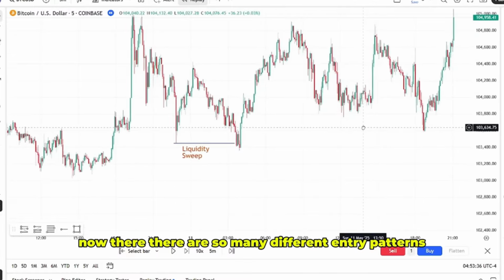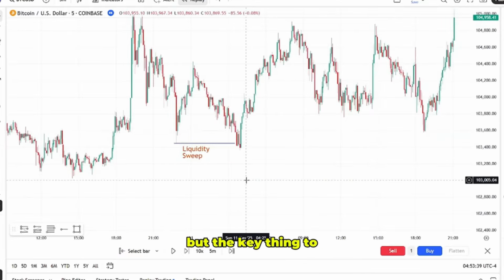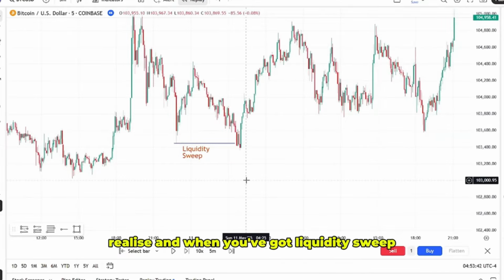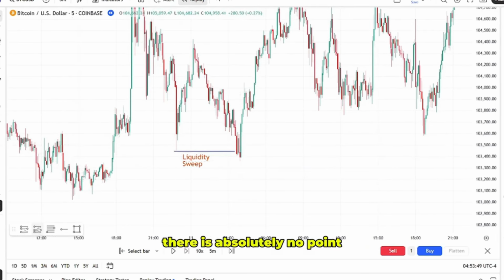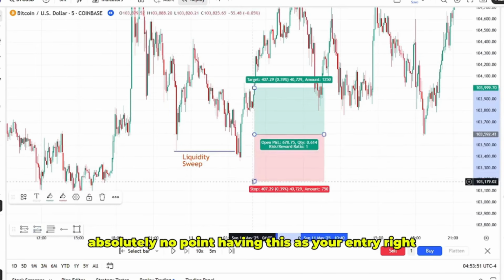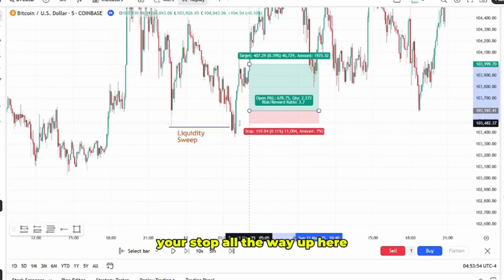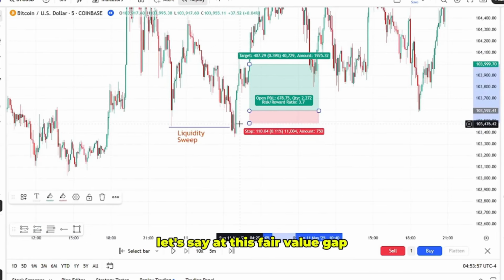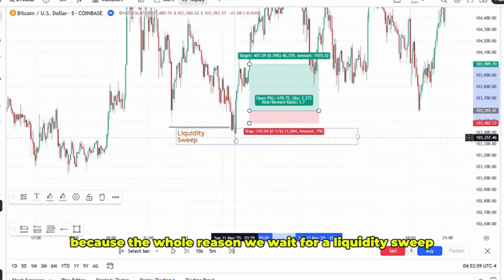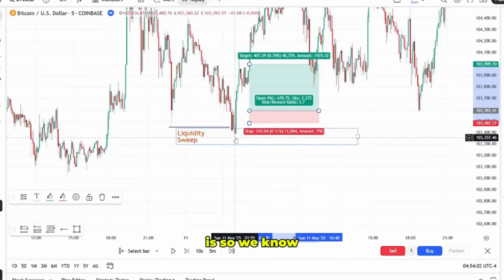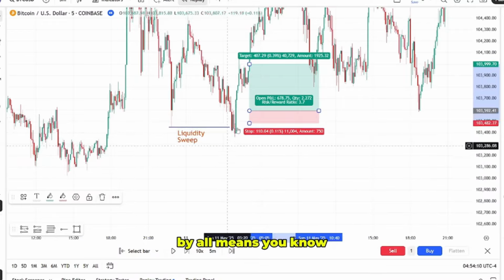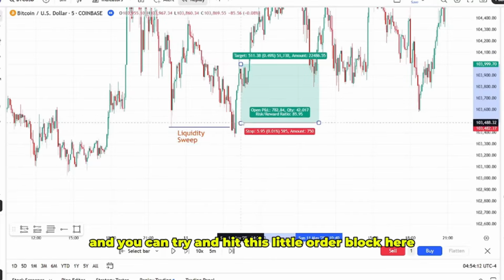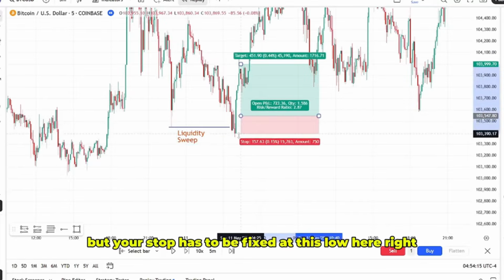Now, there are so many different entry patterns I can give you once we've got our sweep. But the key thing to realize, when you've got a liquidity sweep, is that your stop loss has to be at this low here. Let's just imagine this was an entry. There is absolutely no point having this as your entry, with your stop all the way up here, let's say at this fair value gap. There's absolutely no point in doing that, because the whole reason we wait for a liquidity sweep is so we know we can put our stop loss in the safest area possible, where it's highly, highly unlikely that it will get hit. Super important. So if you want to finesse your entry, by all means, you can try and hit this little order block here or whatever, but your stop has to be fixed at this low here.